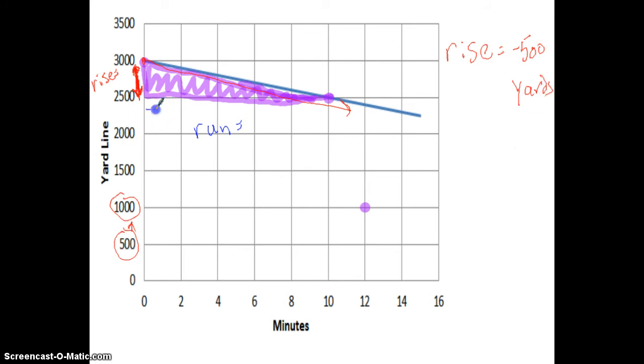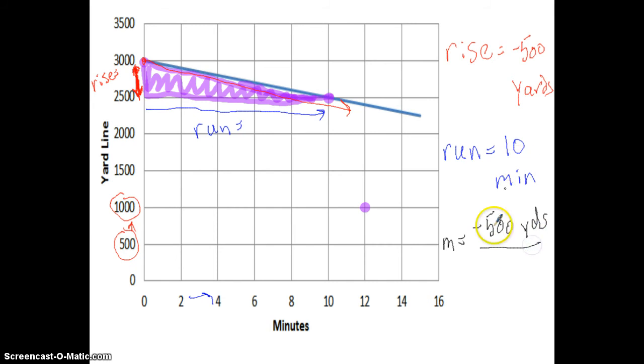Okay, and now the run is still the distance side to side, but this time the interval is not 1. It doesn't go 0, 1, 2, 3, 4. It goes by 2. So the interval is 2. And I need the difference between 0 and 10. The difference between 0 and 10 is 10 minutes. So I'm going to use MIN for that. And the last thing I need is the rise over the run. So that's negative 500 yards per 10 minutes.